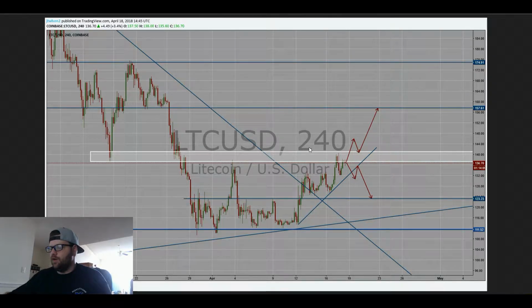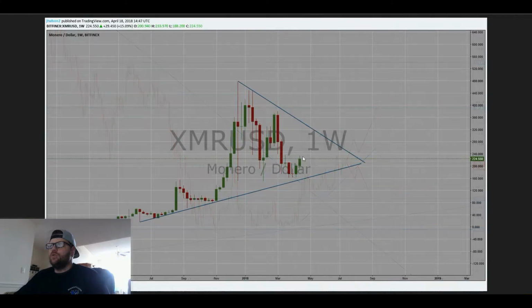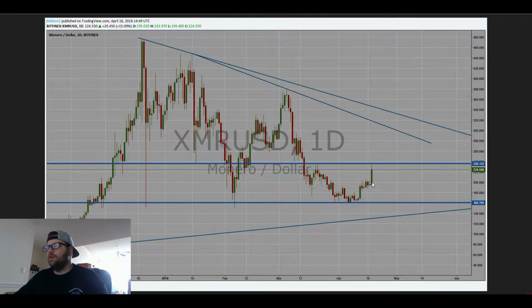Let's go ahead and move on to Monero. And Monero is going to be our last pair this week. Looking at Monero, this week has been bullish already. Last week was also bullish. So Monero is looking good so far this week. Dropping down to the daily time frame, see today's candlestick is already a bullish engulfing candle.